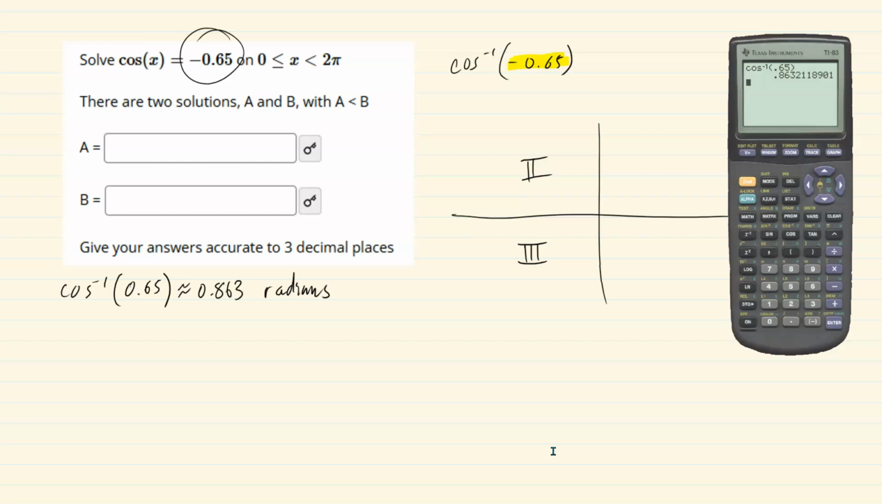Okay, so in order to find the value in quadrant 2, which will end up being our A solution, we will do pi minus 0.863. And that will give us our solution that is in the second quadrant. And that would be approximately 2.278.